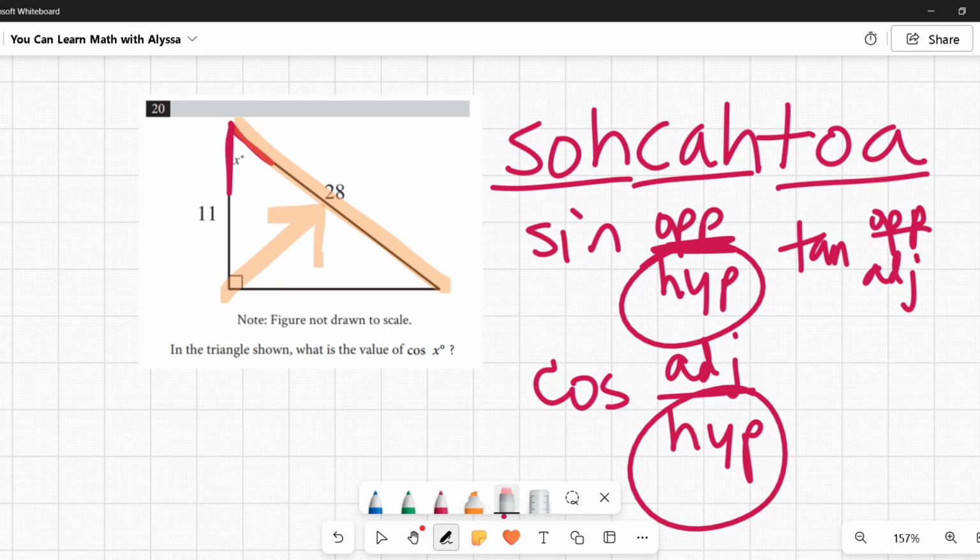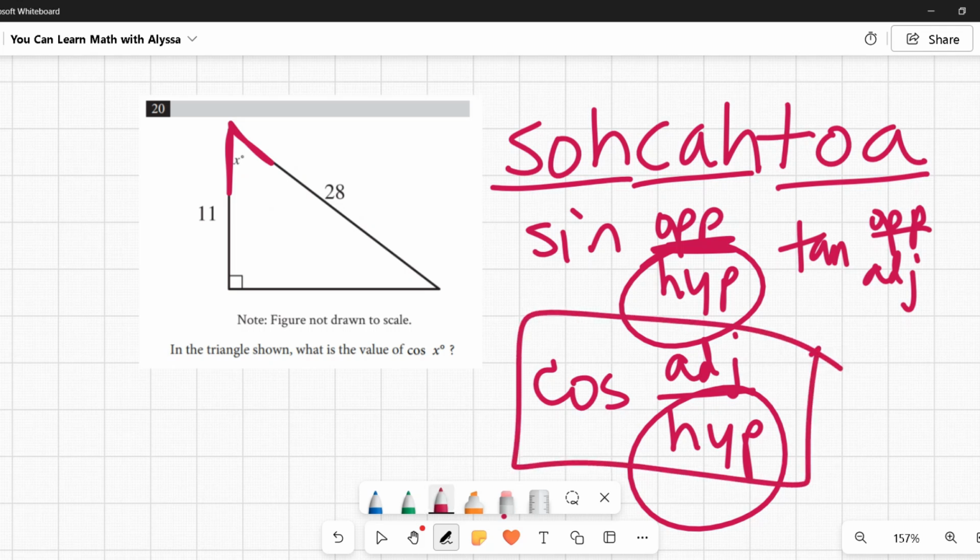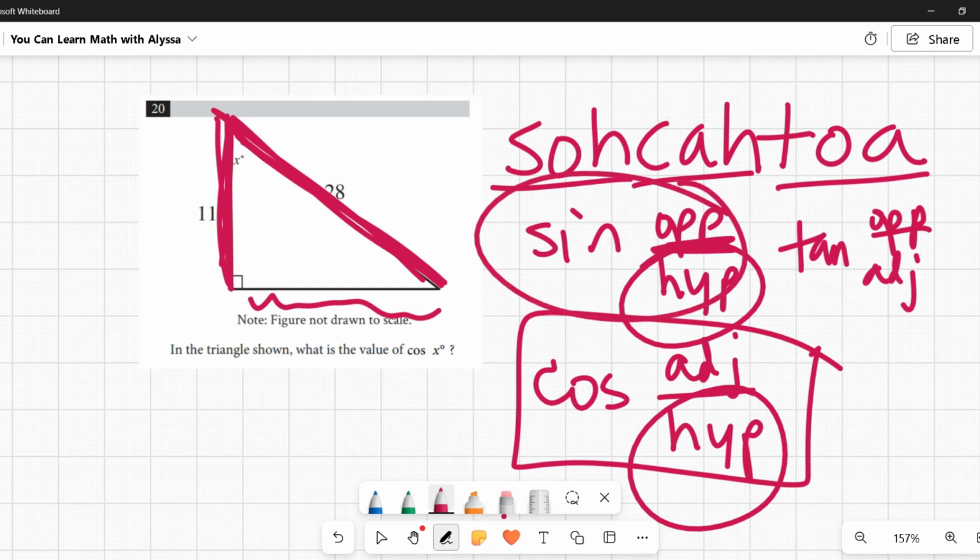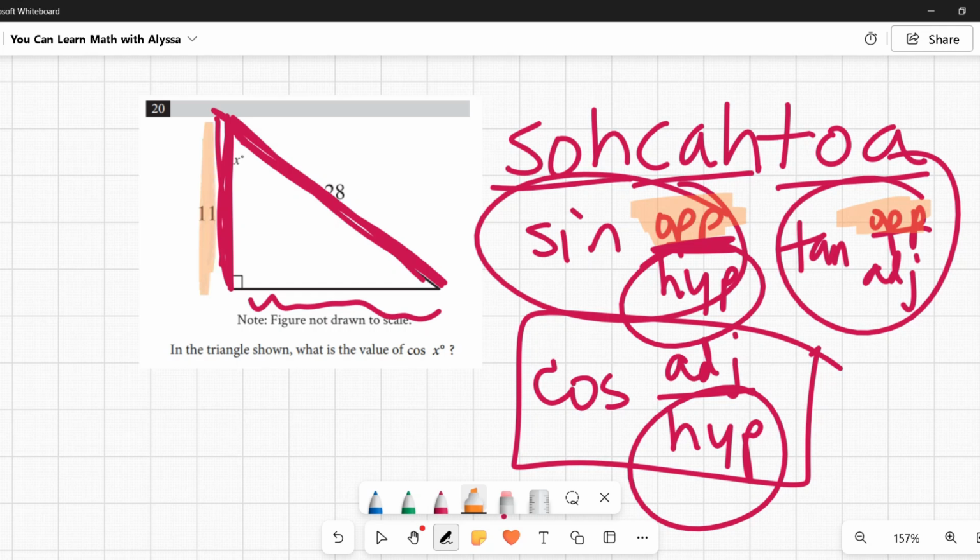So to find the cosine of this angle, cosine is adjacent over hypotenuse, so I need the length of the adjacent side, which is this one, and the length of the hypotenuse, which is this one. And they've given it to us. I don't have to use the Pythagorean theorem to figure out the length of this side. If it were sine or tangent, I would, because both of them require the length of the opposite side. But no, they've given us the adjacent side and the hypotenuse.